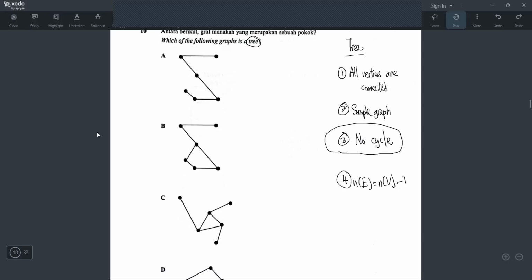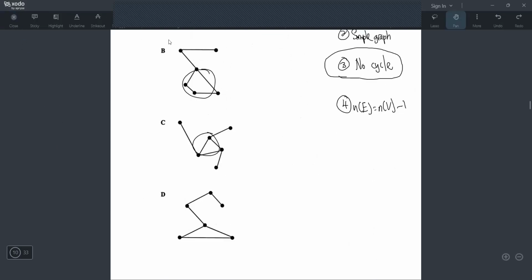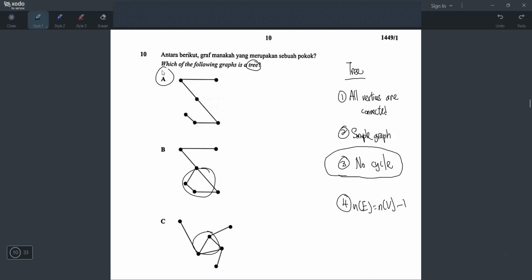So if you look at A, B, C, D, you can already see the answer already because B got cycle, C got cycle, D also got cycle. This is what you call a cycle, by the way, where you start from one vertex and then you go back to itself. So it forms a kawasan yang tertutup. So when it forms a kawasan tertutup, it means there is a cycle. So we all know B, C, D cannot be trees, then definitely the answer is A, right?